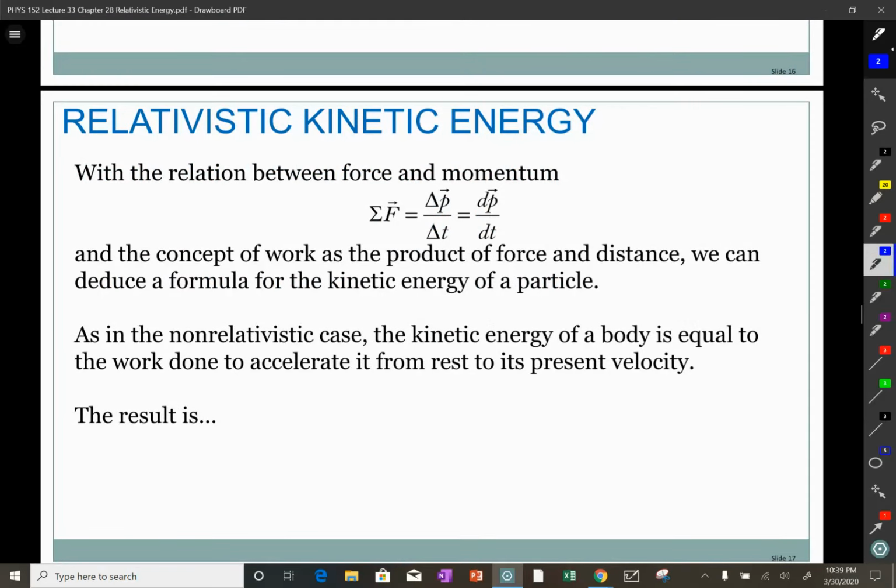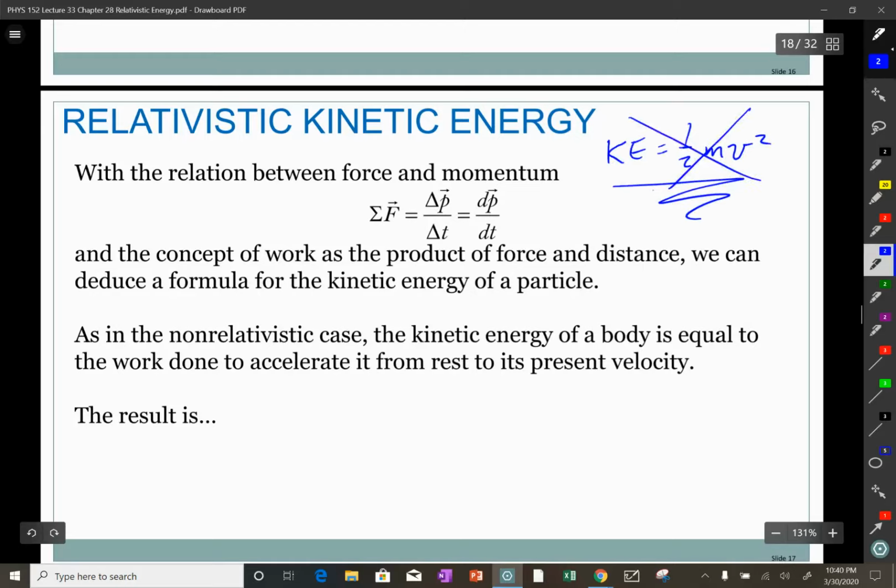We've talked about force. We've talked about momentum, Newton's second law. We've talked about energy, the rest energy. But what about kinetic energy? When things are moving, they have kinetic energy. So we've learned that kinetic energy is 1/2 mass times speed squared, right? That was simple enough. Not the case for relativistic kinetic energy.